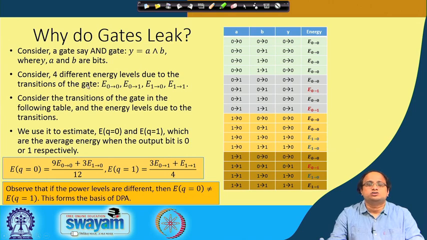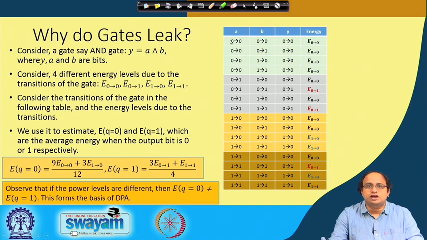Okay. So, consider 4 different energy levels due to the transitions of the gate. The gate can make switches like 0 to 0, or 0 to 1, or 1 to 0, or 1 to 1. So, there are 4 different energy levels it can take depending upon the switching that is happening. Okay. So, we tabulate the transitions of the inputs A, B and also observe the corresponding transition of Y in this table.